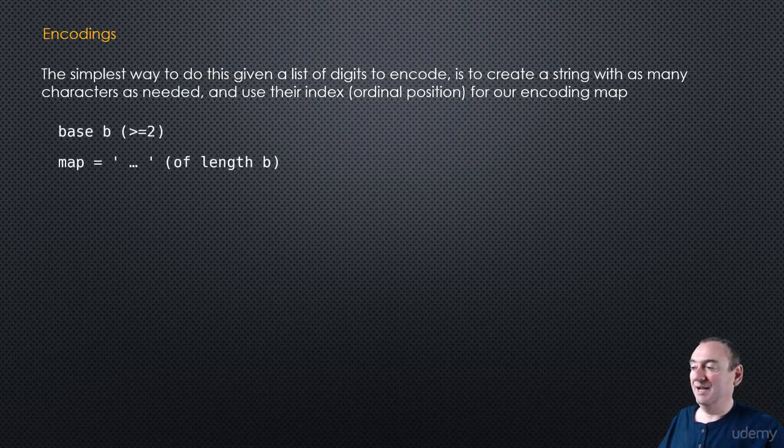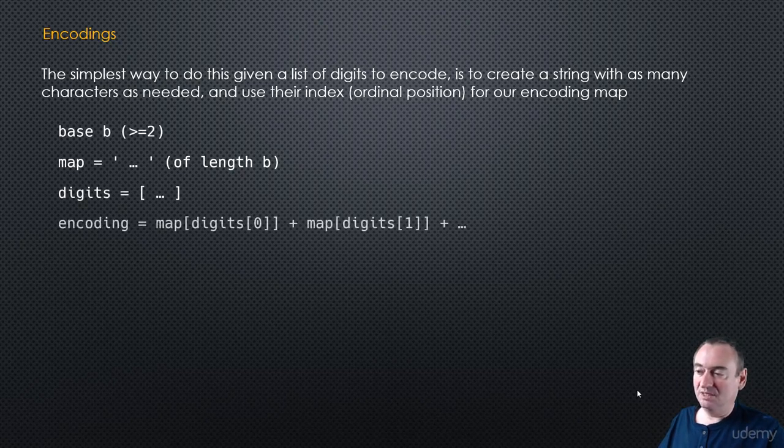So looking at an example, let's say we have a base B, we have a map that has to be at least of that length, and we have our digits. Then the way we're going to do our encoding, we're going to take our first digit and look up the character it corresponds to in the string. So it's going to be map of digits of 0, right? We're just indexing sequences here. So that's the approach we're going to take to do our encoding.